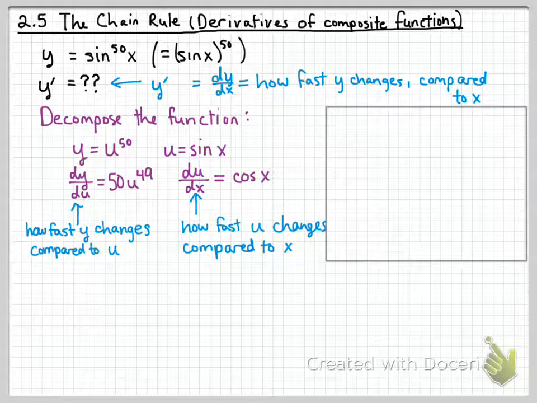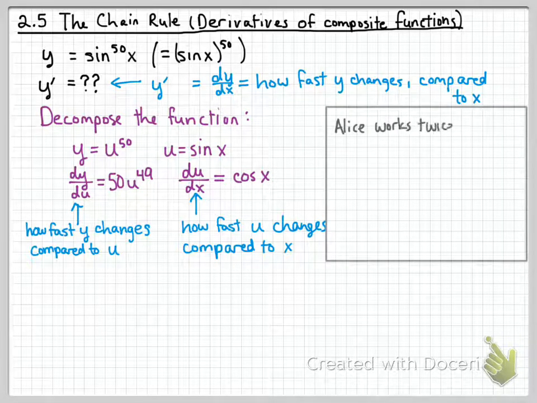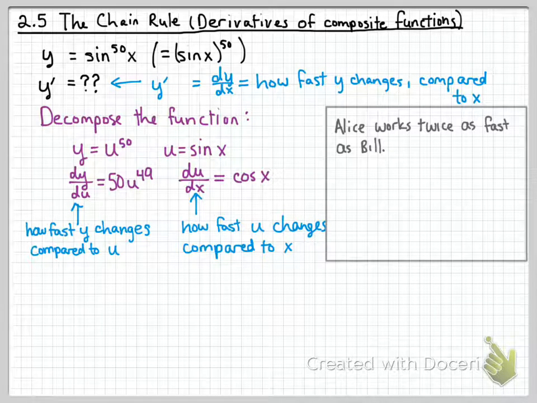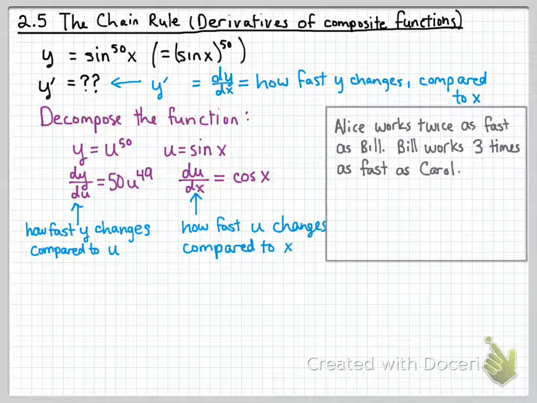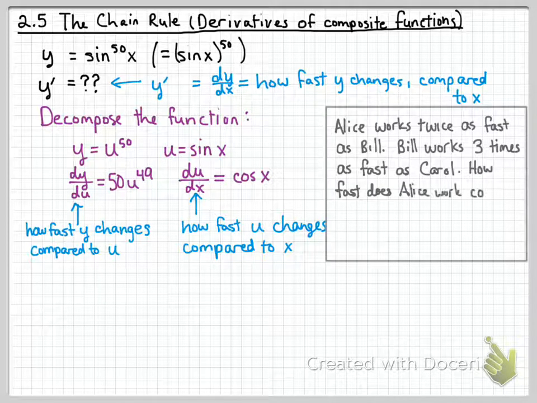Now, let's step back a minute and think about something else, which is related, but it won't sound like it at first. Let's say I know someone named Alice who works twice as fast as a guy named Bill. I also happen to know that Bill works 3 times as fast as Carol. So how much faster than Carol does Alice work? How fast does Alice work compared to Carol?